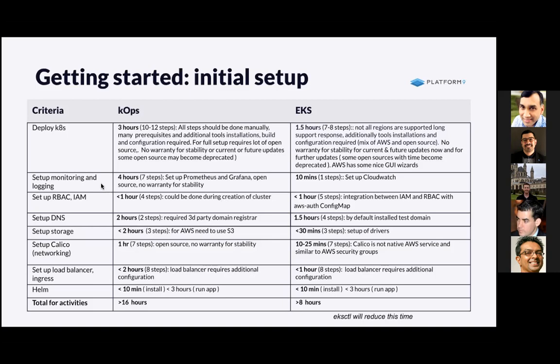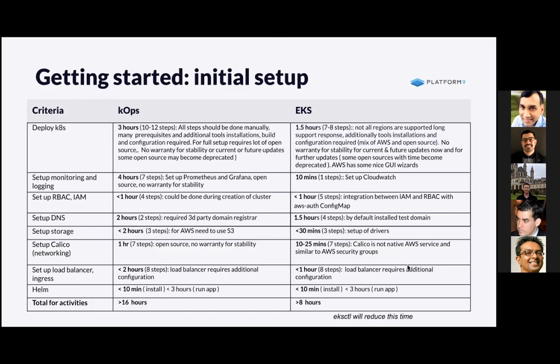For example, for monitoring and logging, if you want to set up Prometheus and Grafana, it's all open source stuff. Obviously, there's no warranty or any support for any of these things. You're completely on your own. Even setting up DNS requires a third-party domain registrar. Setting up requires a bunch of steps there. Calico is probably the most complicated, and it took almost an hour for us to get Calico up and running. 7 steps there. Load balancer is equally daunting. Lots of additional configuration required on Kops.